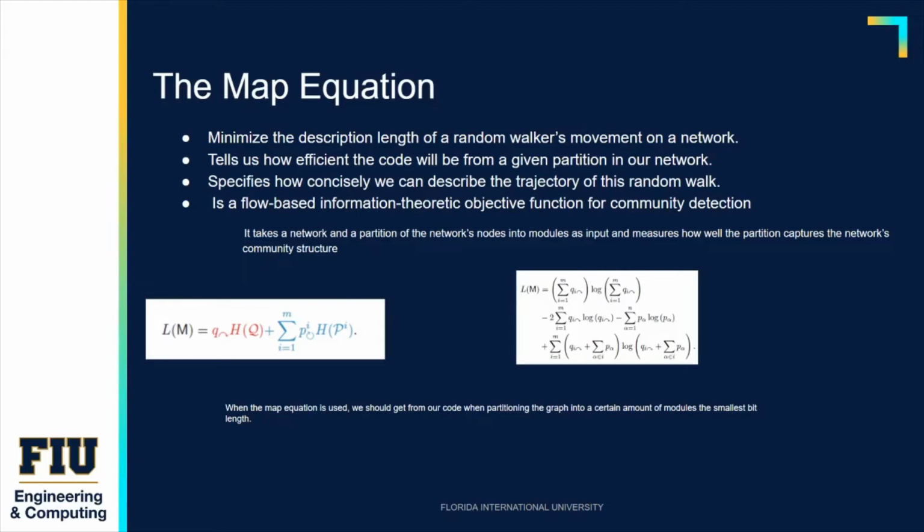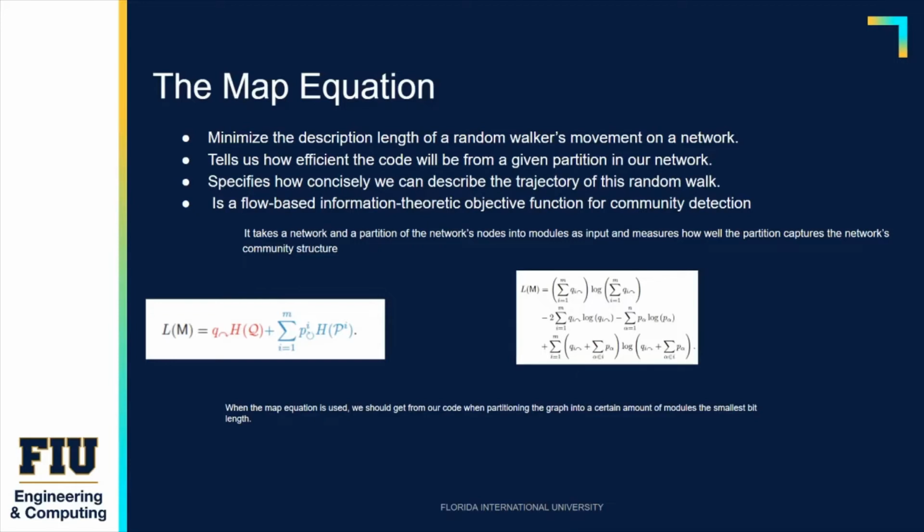Hi, my name is Maria Hernandez. I'm a capstone 2 student, and I work in analyzing biological networks. I'm gonna explain the map equation, that is the equation used in this Infomap algorithm. The main purpose is to minimize the description length of a random walker's movement on a network, and this will tell us how efficient the code will be for a given partition of our network. So this specifies how concisely we can describe the trajectory of this random walk.